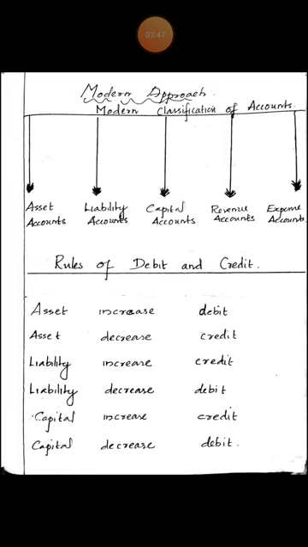Rules of debit and credit under modern approach. Asset increase, debit. Asset decrease, credit. Liability increase, credit. Liability decrease, debit. Capital increase, credit. Capital decrease, debit. Expenses and losses increase, debit. Expenses and losses decrease, credit. Incomes and gains increase, credit. Incomes and gains decrease, debit.